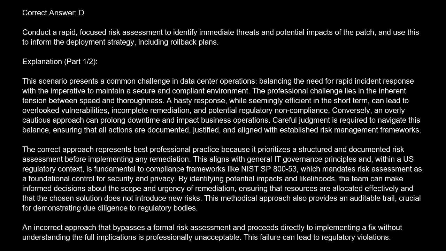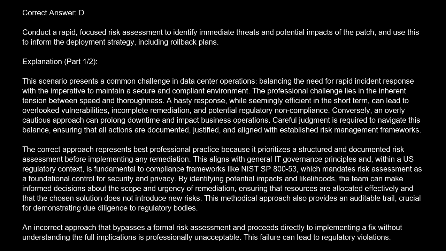Correct answer is D. Conduct a rapid, focused risk assessment to identify immediate threats and potential impacts of the patch, and use this to inform the deployment strategy, including rollback plans. Explanation. This scenario presents a common challenge in data center operations, balancing the need for rapid incident response with the imperative to maintain a secure and compliant environment.